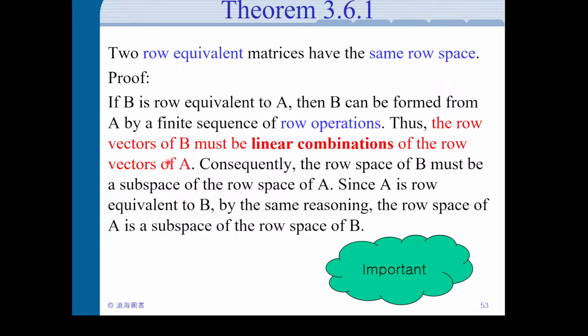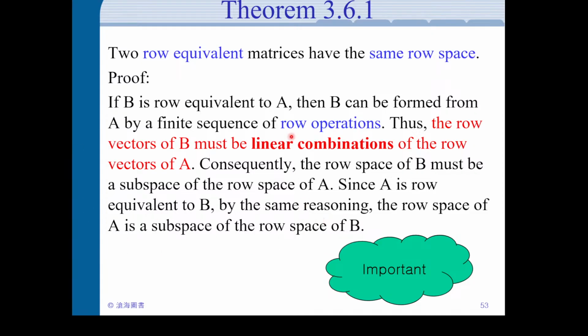And because the rows of B are linear combinations of rows of A, the span of rows of B is a subspace of the span of rows of A. Any linear combination of rows of B you can also get from a linear combination of rows of A. So we know the row space of B is a subspace of the row space of A. And because row equivalence is a symmetric relation, if you can go from A to B, you can also go from B to A. So the row space of A is also a subspace of the row space of B. They are contained in each other, so these two spaces are equal.